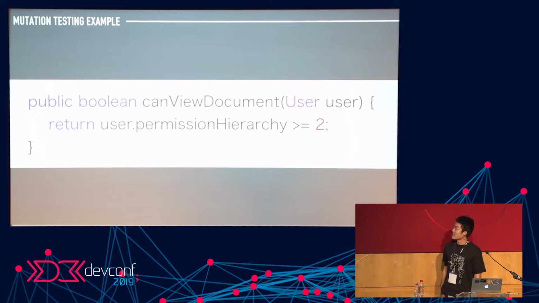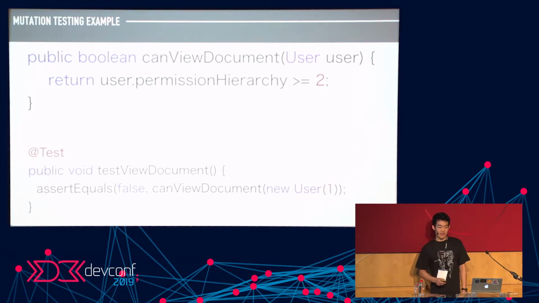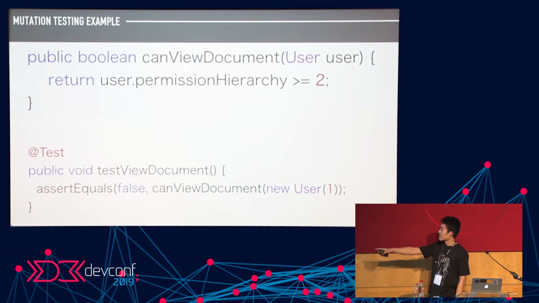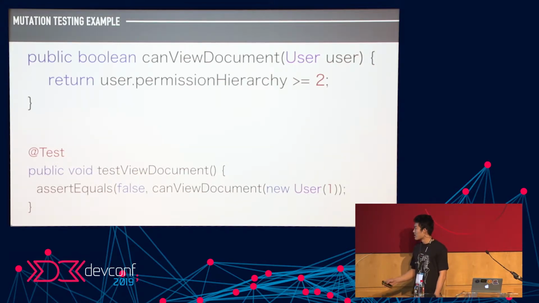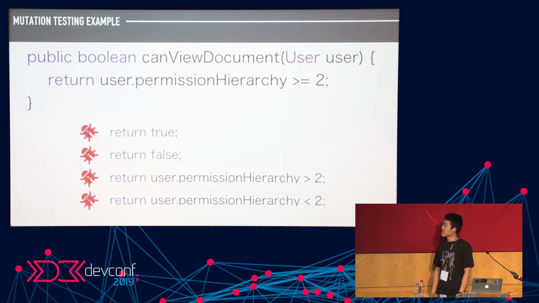So we're going to proceed with the Java version here. We write a test case for it, in which we want to ensure that a user with permission 1 can't view the document. So we pass in a user, with a constructor that just sets the permission level. We pass in the user with permission level 1, and the method should return false. Now let's apply mutation testing here.